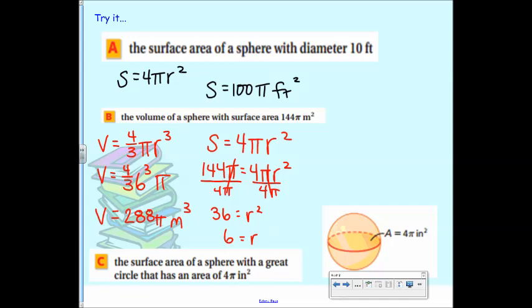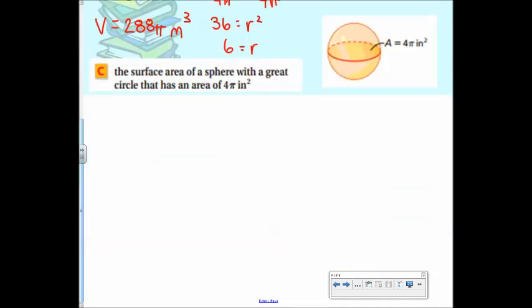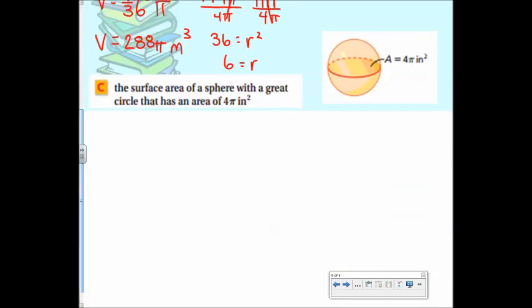Okay, and then the last one that we're going to look at is the surface area of a sphere with a great circle that has an area of 4 pi. So the area of the great circle, which is just this circle in here, is 4 pi. So what does that let us figure out? That's going to let us figure out the radius, because what's the equation for area of a circle? Pi r squared. So if 4 pi equals pi r squared, what happens to the pi's? They cross out. So 4 equals r squared. So then what's r? 2.